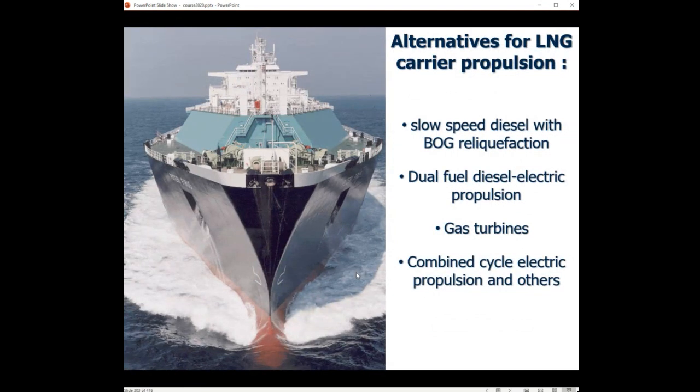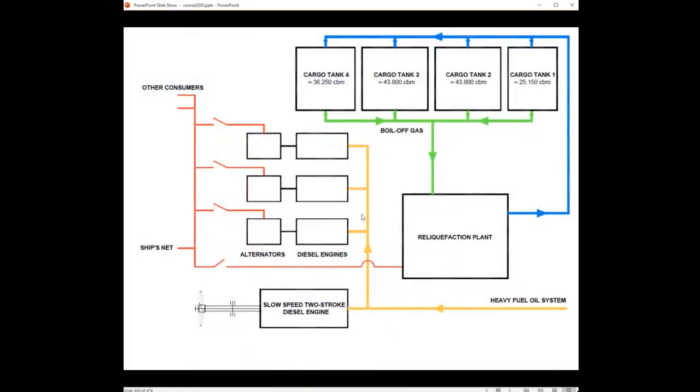So we have different possibilities, alternatives for LNG carriers relating to propulsion. We have a slow speed diesel with boil-off gas liquefaction. We have a dual fuel diesel electric propulsion. We have the gas turbines, the classic one. And we have a combined cycle electric propulsion, and even others that exist at this time.